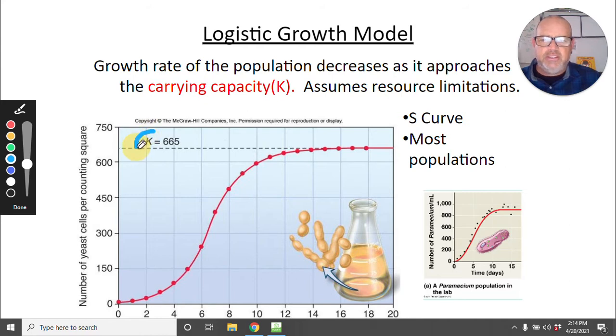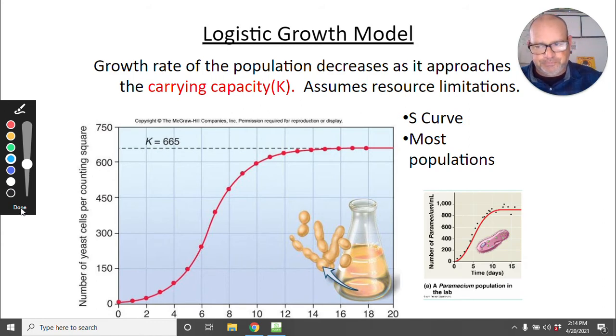So the symbol is K, okay? The symbol for carrying capacity is K, not C. And so this is the carrying capacity, and it's pretty constant, this dotted line across there. Most populations follow this model. Here's a paramecium, a little diagram down here, that shows you the S curve. And we'll be talking back and forth about the exponential versus logistic growth models, right?